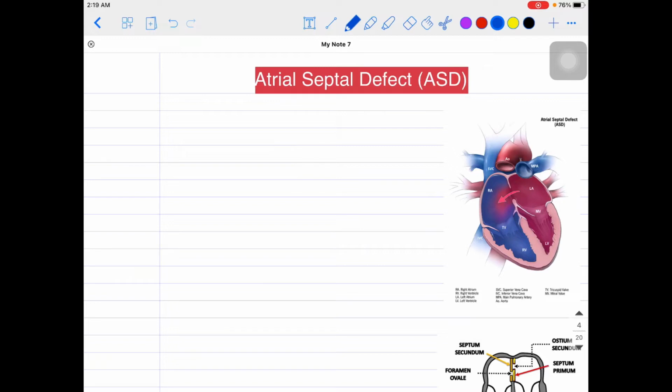So let's try to understand what ASD is. ASD is simply, as the name suggests, a defect in the septum which is present between the left and right atria. It's a very simple definition.